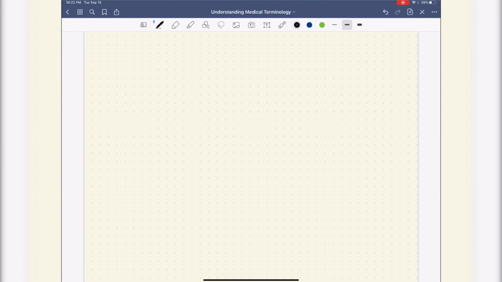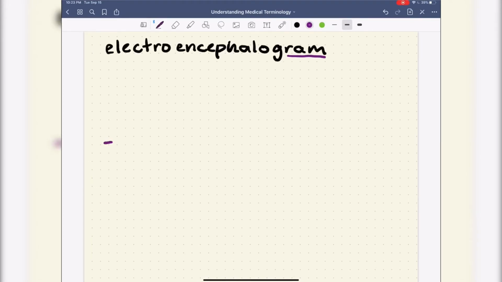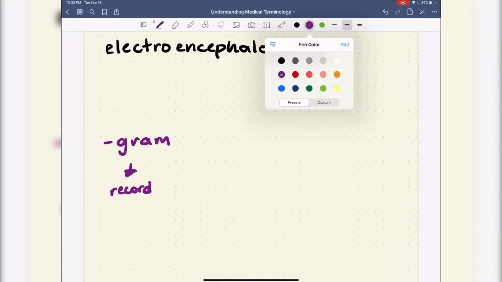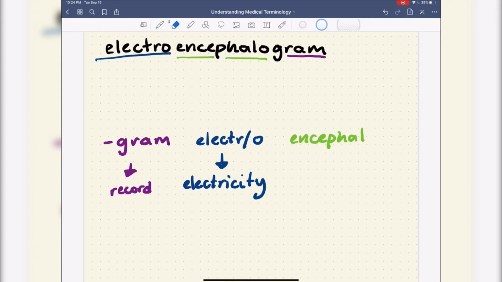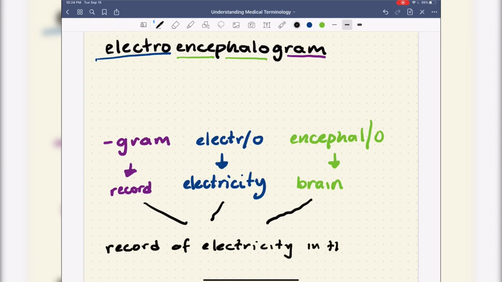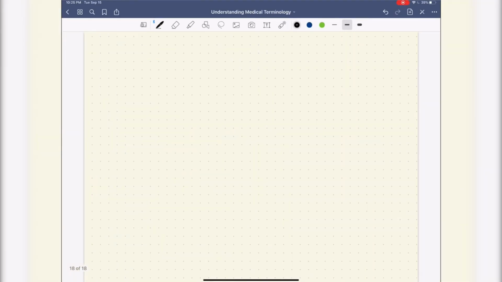Let's try a trickier one. Here we have the word electroencephalogram. As you can tell, the suffix for this word is gram, which means record. And lastly, this word has two roots, electro, which means electricity, and encephalo, which means brain. Altogether, the meaning of electroencephalogram is a record of the electricity in the brain. This is how you break down most medical terms, which seems easy.